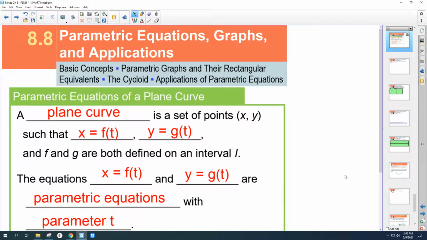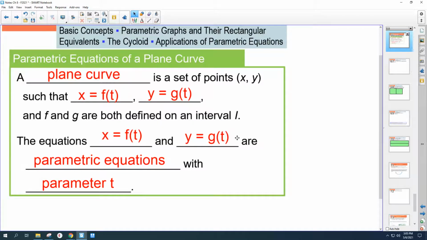8.8 Parametric Equations, Graphs, and Applications. We start with a definition of a plane curve. A plane curve is a set of points x, y, such that x is f of t and y is g of t. All that means is your x is a function and your y is a different function. So these equations are parametric equations with parameter t. Notice they both have variable t.